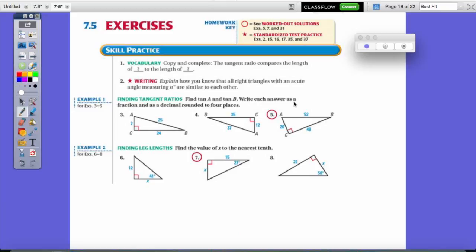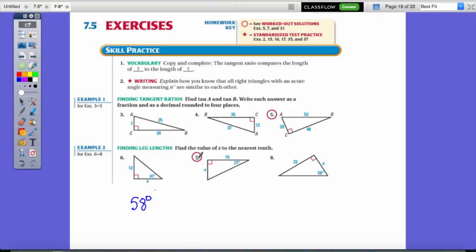So for problem number 8, we want to find the value of x to the nearest tenth. So we have a 58-degree angle. I have legs here. I don't have the hypotenuse. I have the opposite and adjacent leg, so I'm using tangent. Not to mention that this lesson is the tangent lesson. The opposite is 22. The adjacent is x.